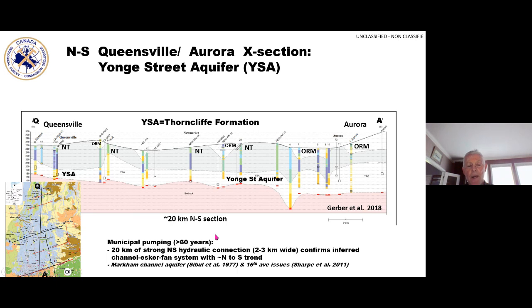If we add the 60 years plus of municipal pumping, we see a strong 20 kilometer long hydraulic connection, north-south, 2 to 3 kilometers wide, becoming kilometers wider in the south where the channel becomes fan-like, as Rick Gerber mentioned the other day. And so we have a channel esker fan system. The paleo flow comes from the hydraulic data connection north-south. A similar channel was identified by Civil in the 70s. I don't have time to talk about that today.